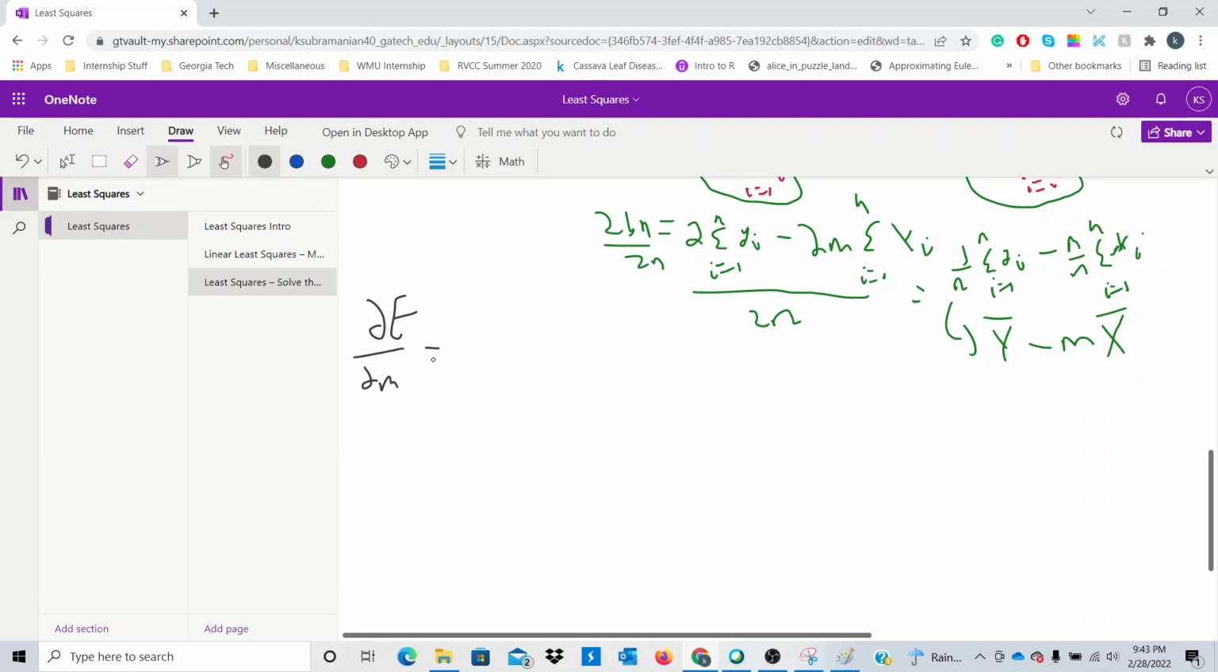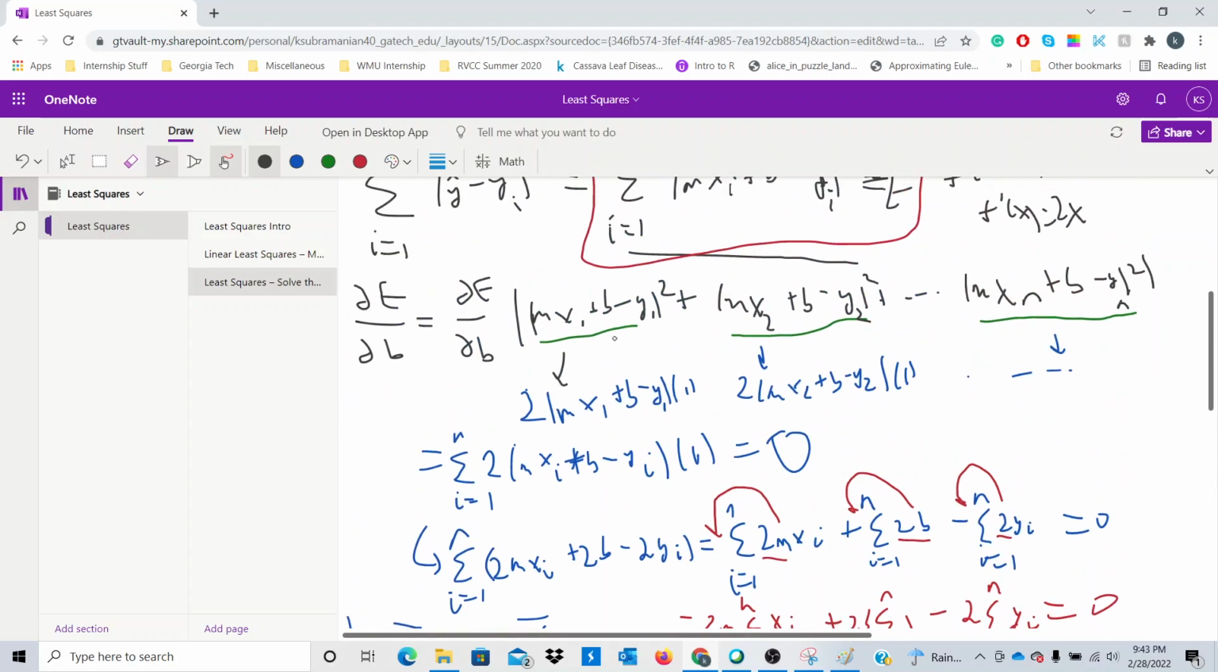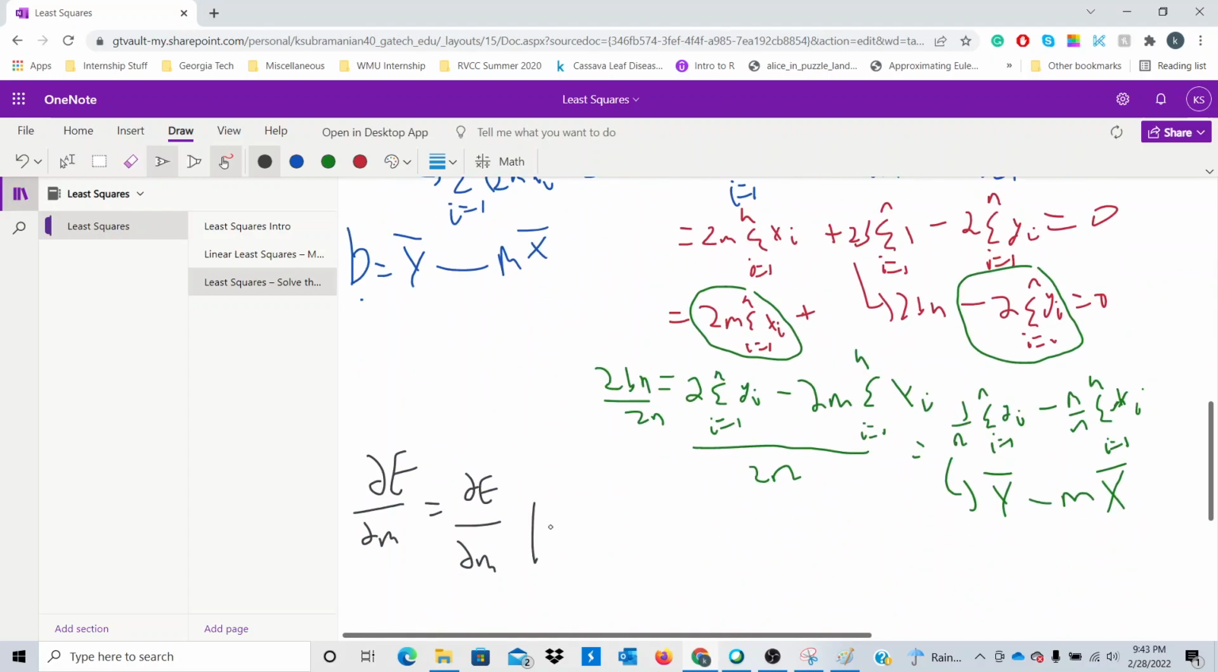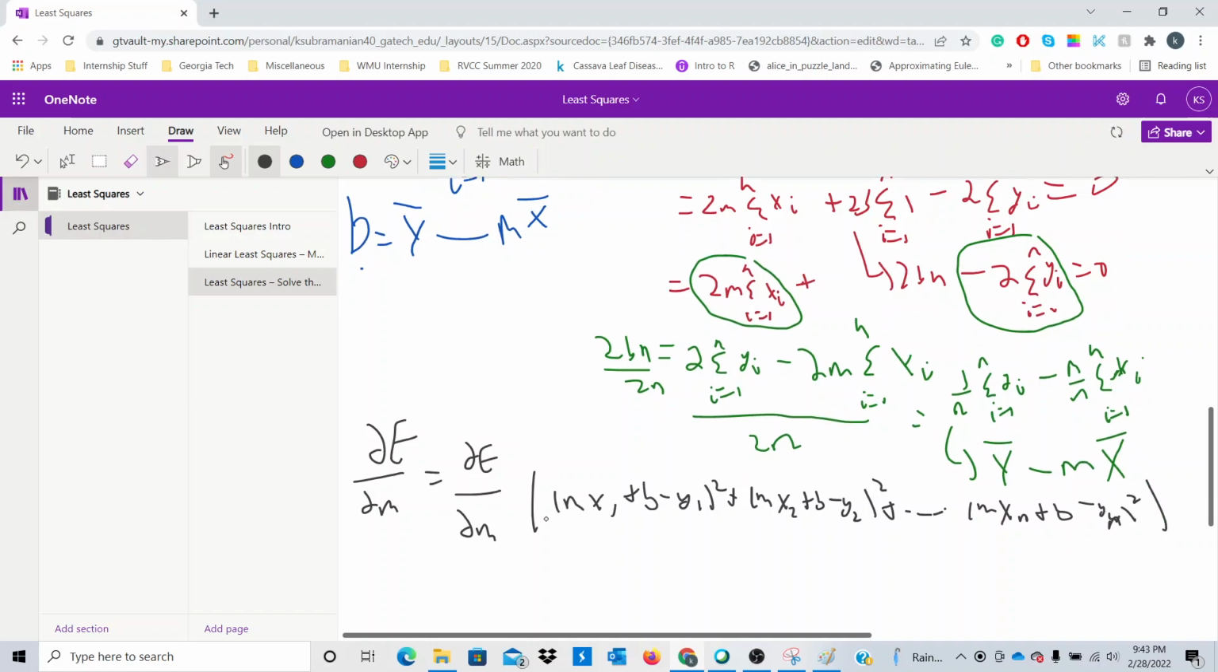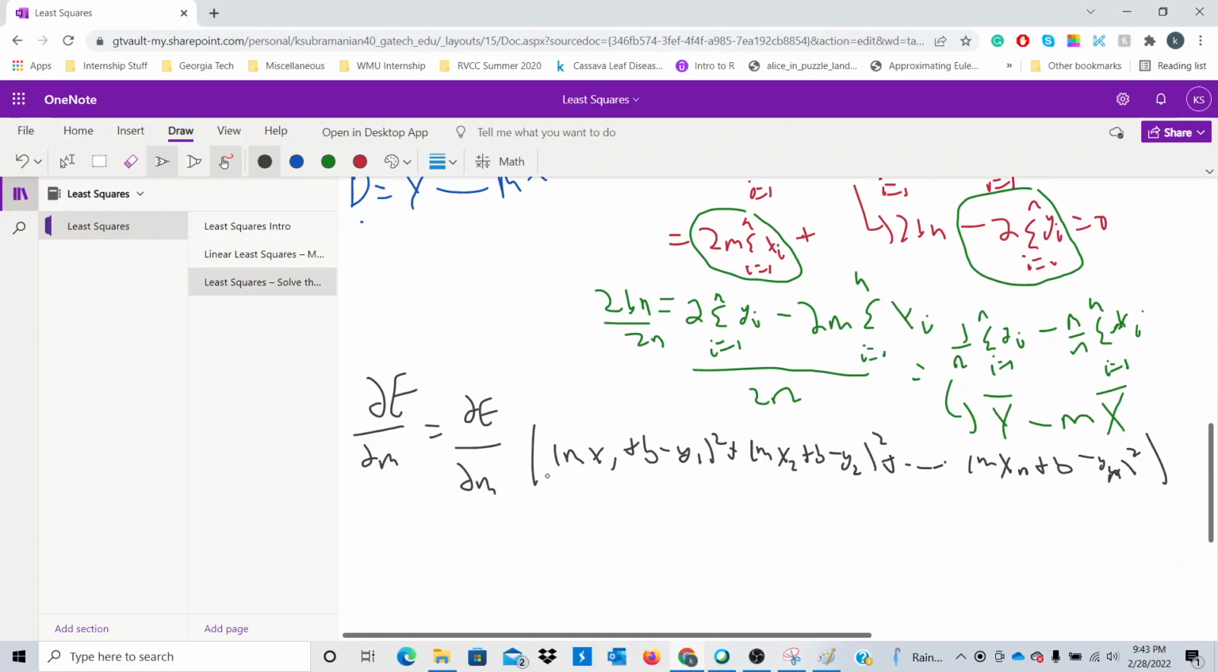So now we're going to proceed in a similar fashion. This is going to be equal to the partial derivative of e with respect to m. We're going to expand out the summation, so we'll see a pattern. So this will be mx1 plus b minus y sub 1 squared, plus mx2 plus b minus y2 squared, plus all the way to mxn plus b minus y sub n squared. And now since we're taking the partial derivative of a sum, we can just take the partial derivatives of these individual terms and add up the results.